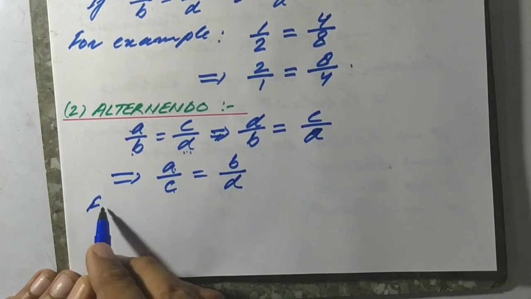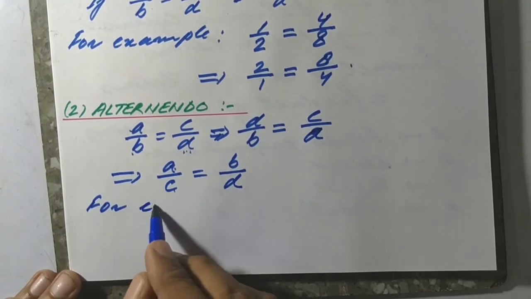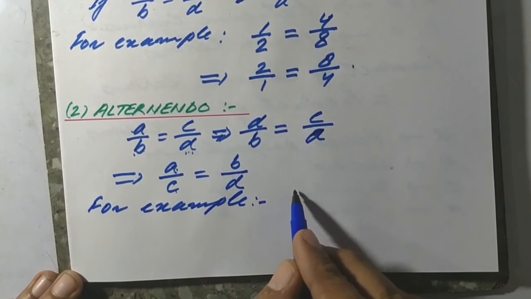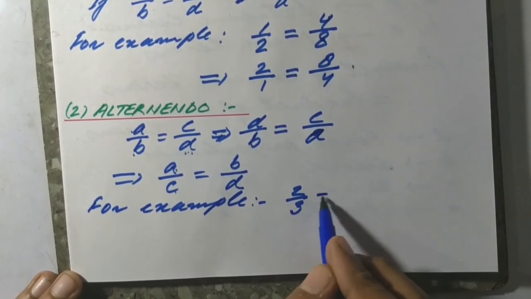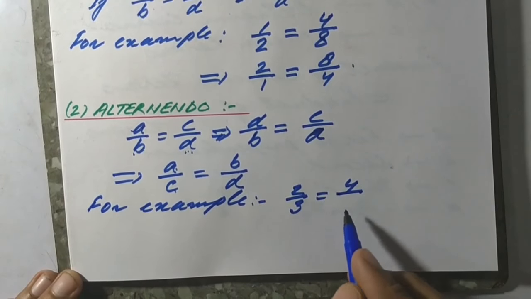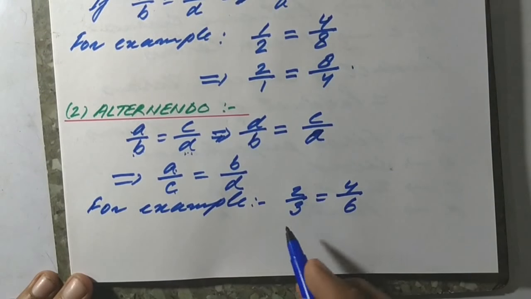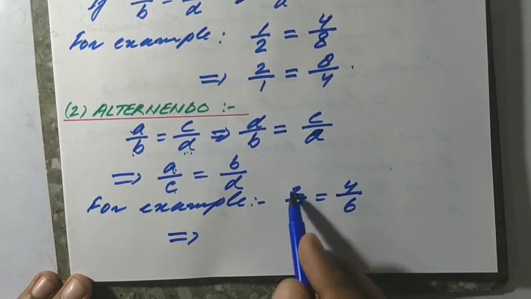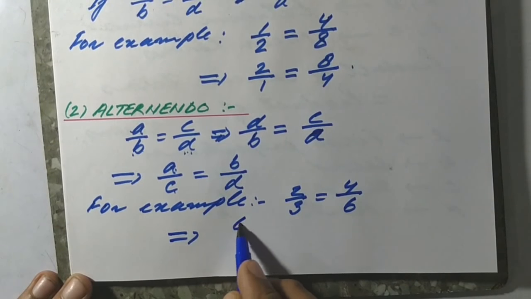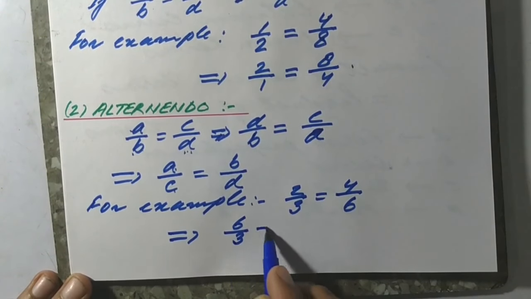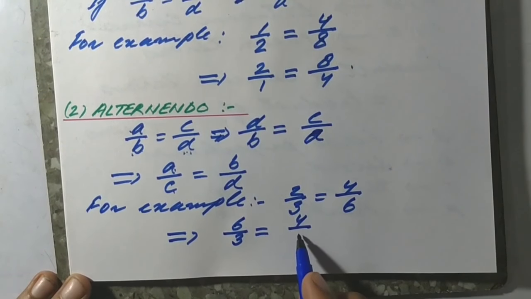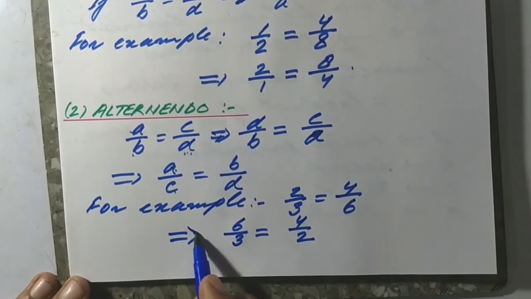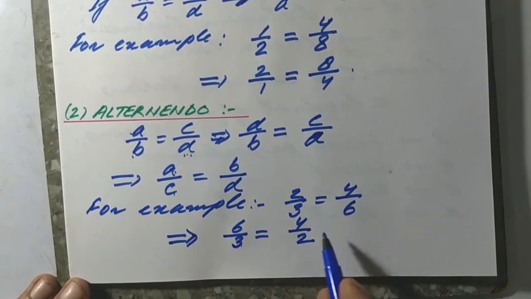Now, for example, 2 upon 3 is equal to 4 upon 6. So by alternando, we may write this proportion as 2 and 6 may be interchanged, and thus we may write them as 6 upon 3 is equal to 4 upon 2. So as you see, 3 will divide 6 2 times and 2 will divide 4 2 times. So the proportion is correct.